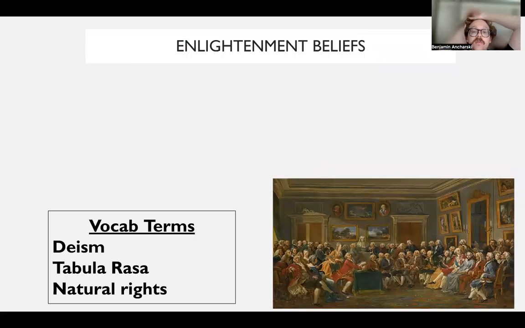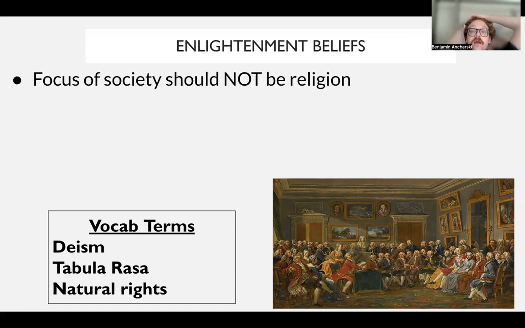So, what are some Enlightenment beliefs? These are important things to understand. We'll come back to them more in Unit 5. Well, for one thing, the Enlightenment is going to be a time period in which there is this argument that society needs to be non-religious or secular. So there is going to be this Enlightenment era thought on secularism, that we need to move beyond religion. We've moved past the need for religion, basically.